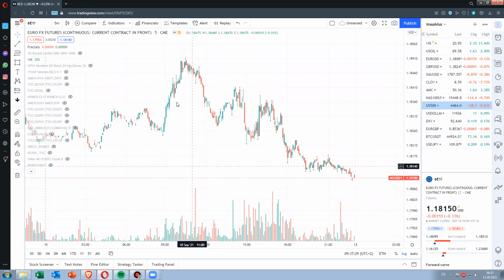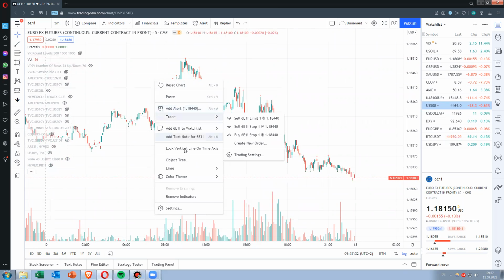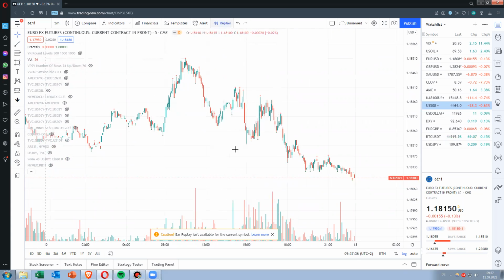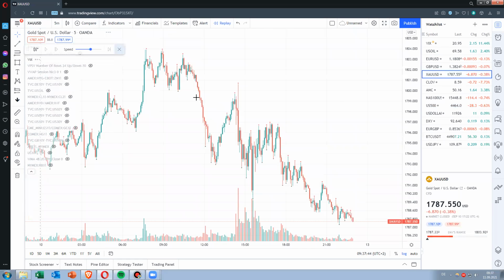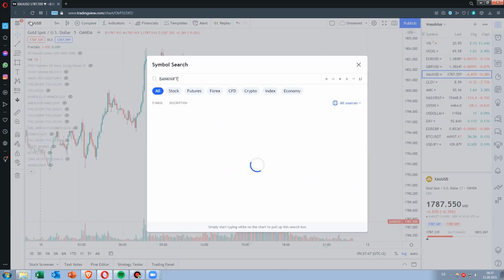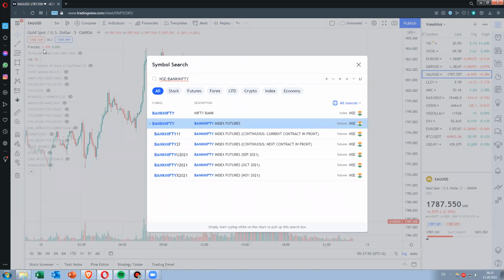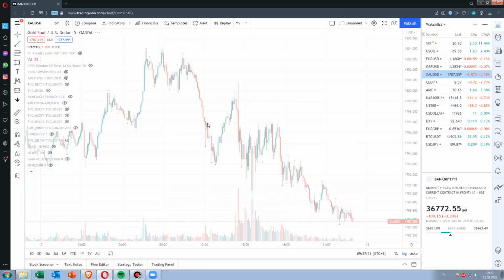Because if you want, we can go back to any time. Let's do, what is it called? Replay. Let's go to replay. Can you show me this in Bank Nifty? So okay, let's try. This was now just for example, but it works.